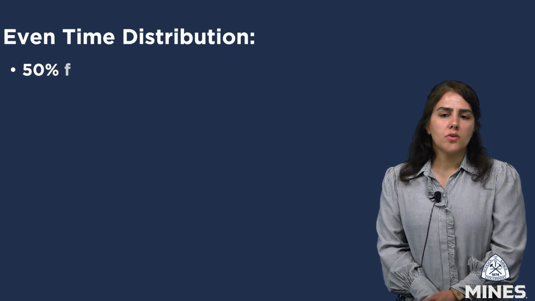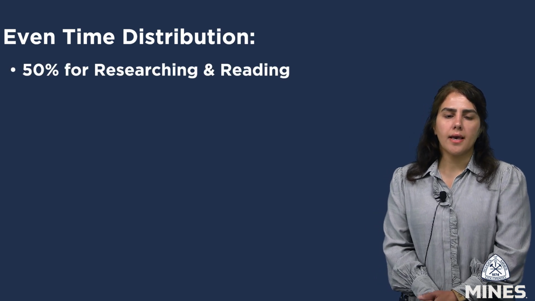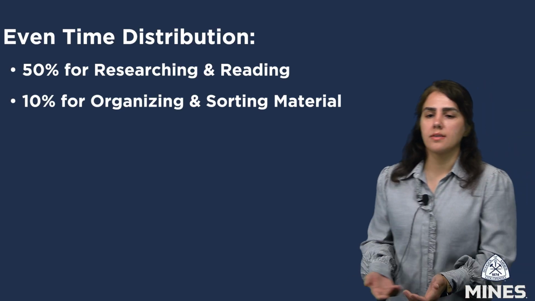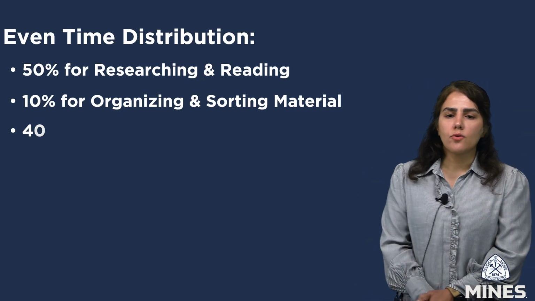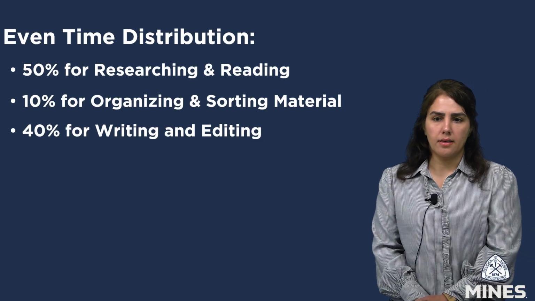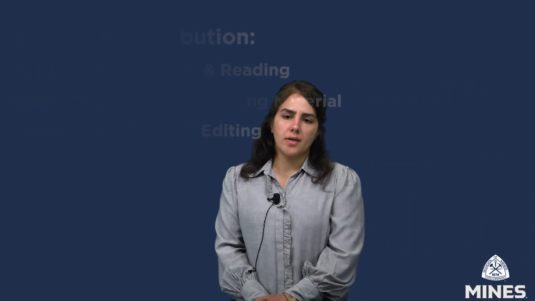It emphasizes an even distribution of time, with 50% allocated to researching and reading, 10% to organizing and sorting the material, and 40% to writing and editing. Authors can methodically progress through each stage while avoiding last-minute scrambling, ultimately producing a more thoughtful and coherent manuscript. The iterative approach also enables sufficient time for peer review and feedback, which is crucial for improving the quality and accuracy of the final draft.